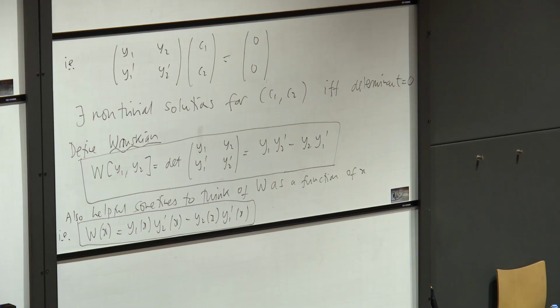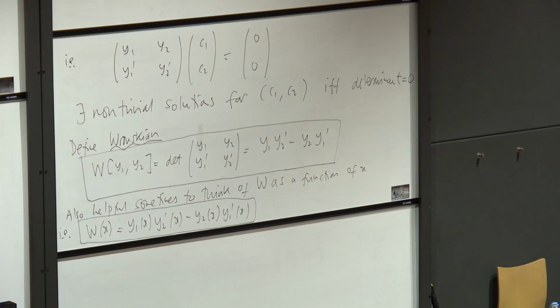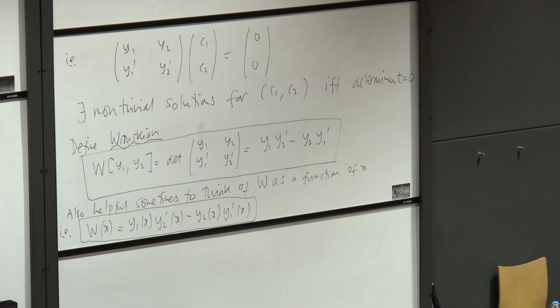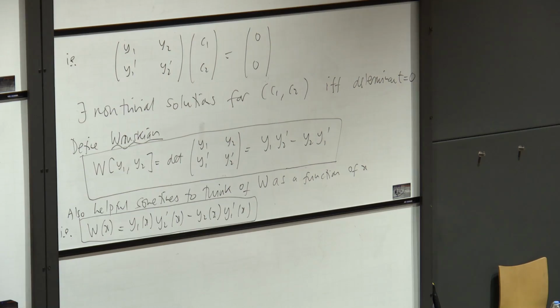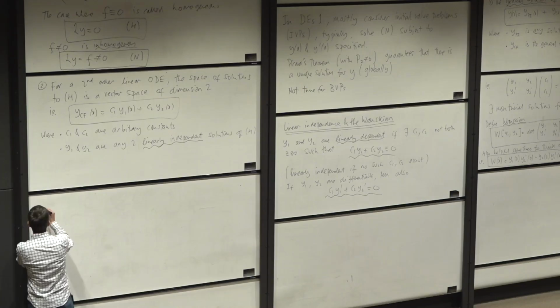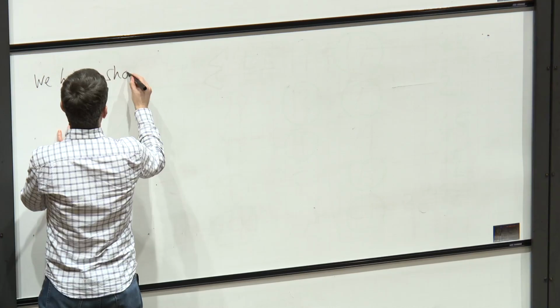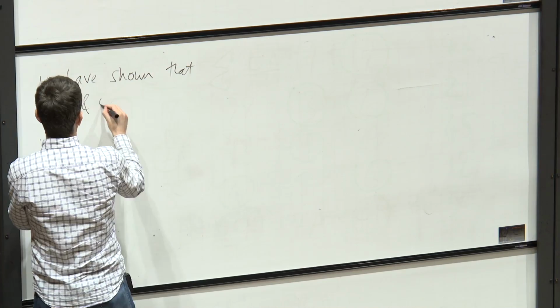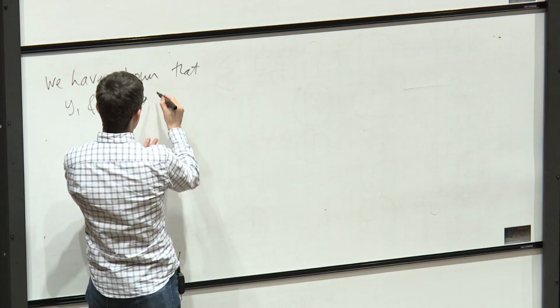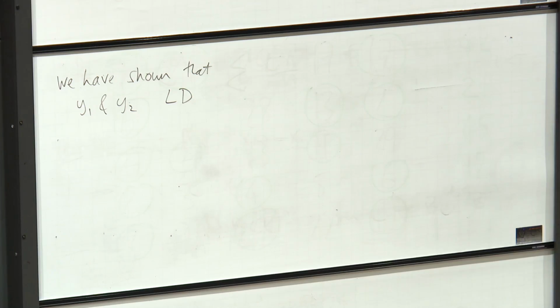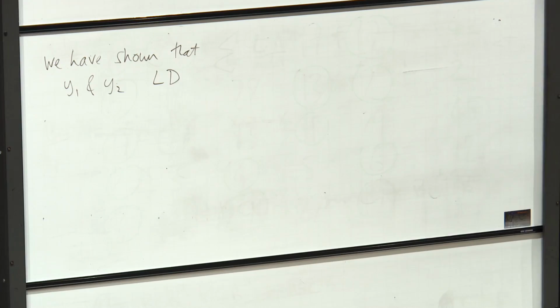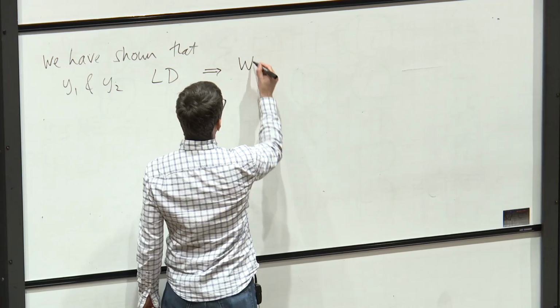So what I've argued then is that if y1 and y2 are linearly dependent, then the Wronskian must be 0. That's what I've shown. Again, I hope you don't mind this, if I write LD for linearly dependent, I hope that's clear, just to save myself some ink. So we've shown that if that's true, that implies that the Wronskian is zero.